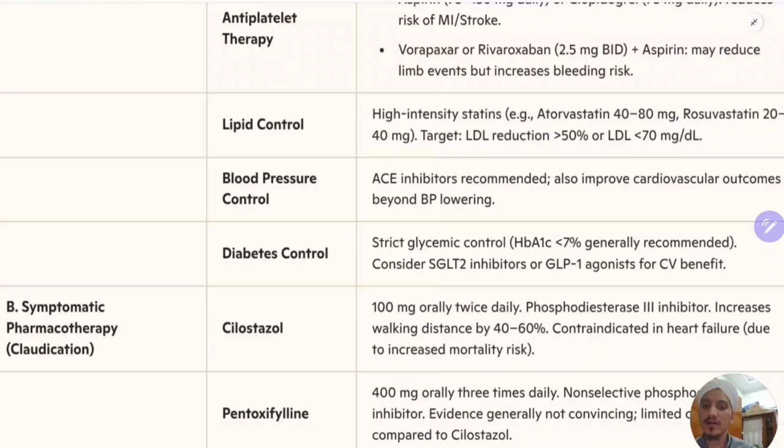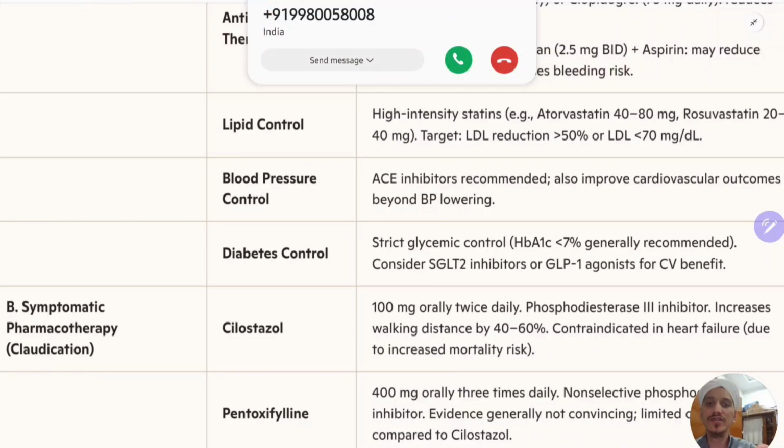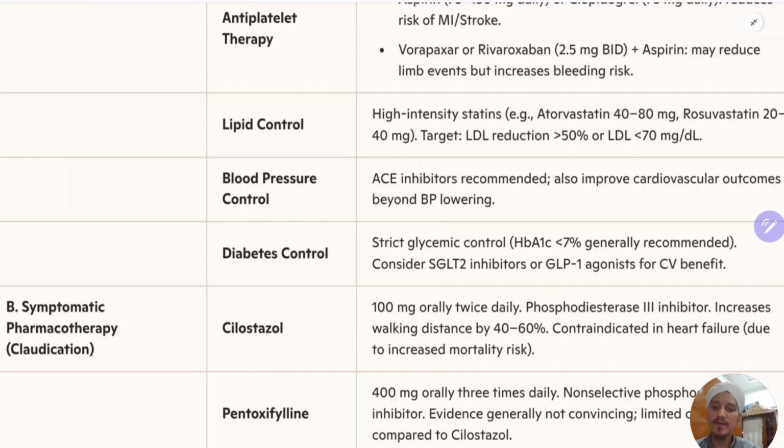Okay, so what pharmacotherapy will you give? There are two drugs which are usually given. Number one is cilostazol and number two is pentoxifylline. First we will talk about pentoxifylline.